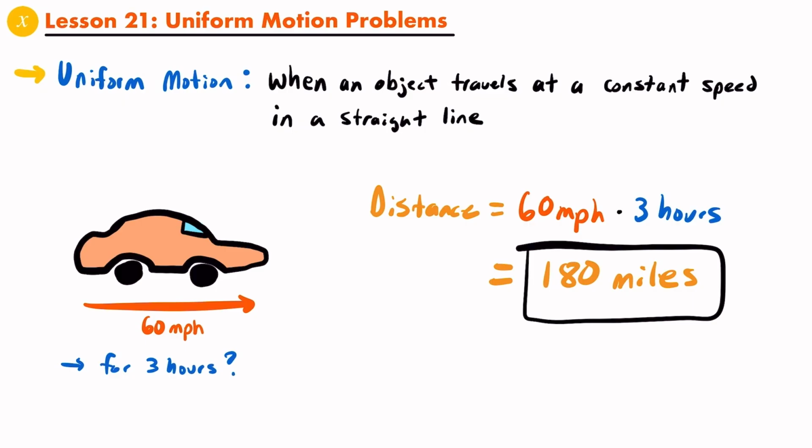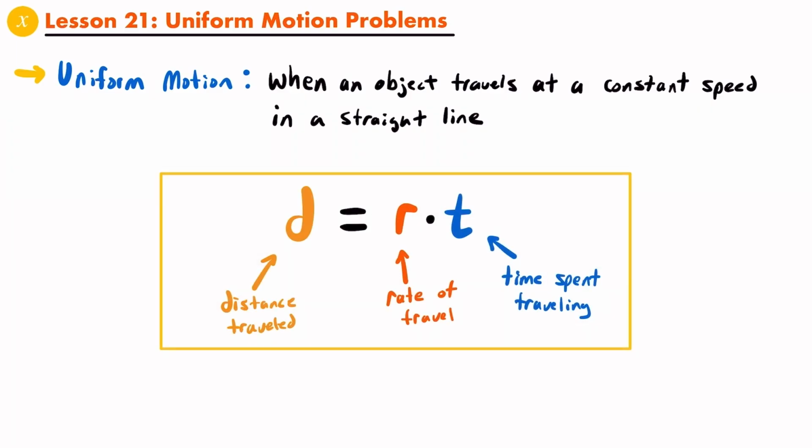In fact, we can generalize this calculation for any scenario involving uniform motion with the following formula. The formula is d is equal to r times t, where d represents the distance traveled by the object in uniform motion, and then r is the rate of travel. So in our example with the car, that was the speed of 60 miles per hour. And then you multiply that rate of travel by t, which represents the amount of time spent traveling. So in our example with the car, that was the amount of 3 hours.